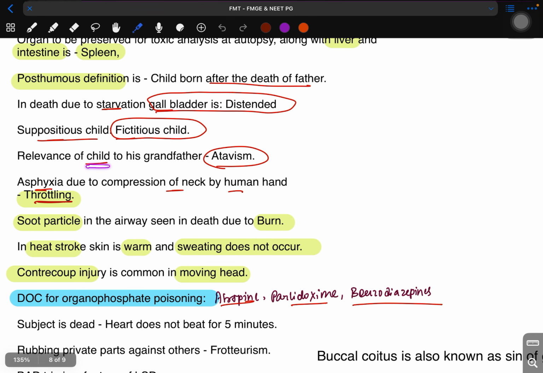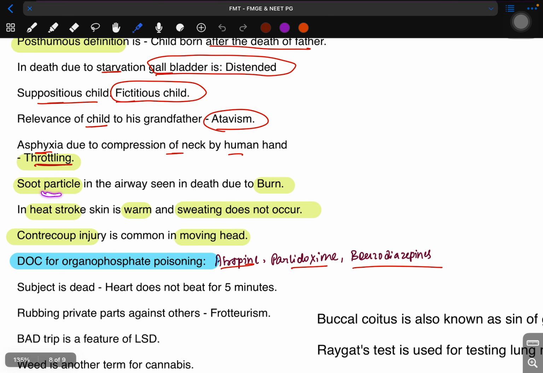Resemblance of a child to his grandfather is known as atavism. Asphyxia due to compression of the neck by human hand: if a person kills another person by compression of the neck with his hands, it is known as throttling. The term is known as throttling. Soot particles are seen in the airway due to burn. So in death due to burn, we will find soot particles in the airway.